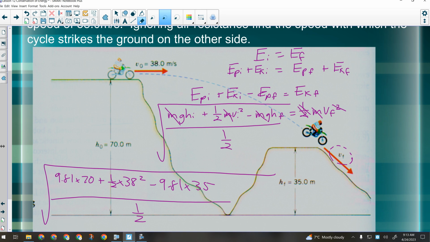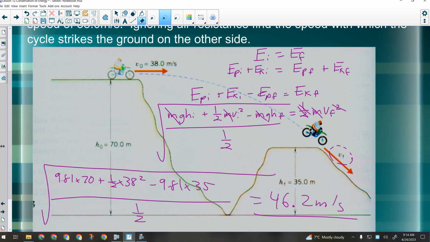Wait, why did we times your answer by 3.6? Oh, I was just showing you what it was in kilometers per hour. Oh, okay. Yeah. Okay, so the answer in meters per second ended up being 46, what do we have? We had 3 significant digits, so 46.2 meters per second.